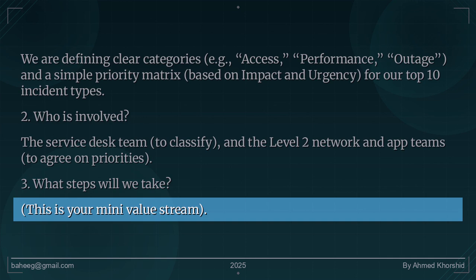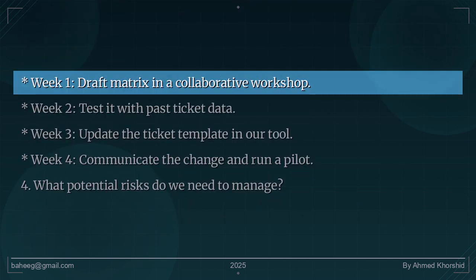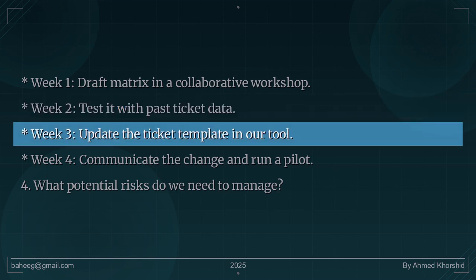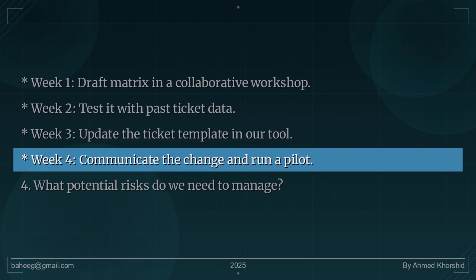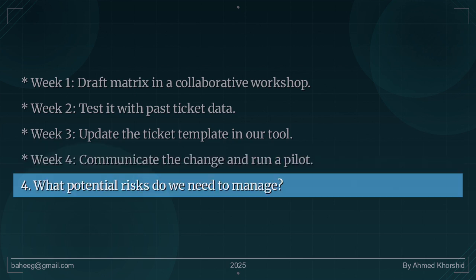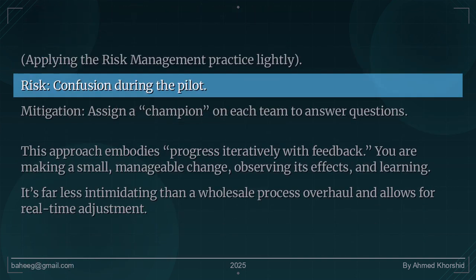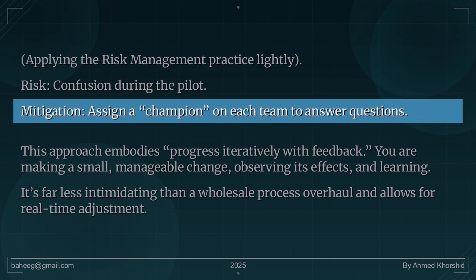3. What steps will we take? This is your mini-value stream. Week 1, draft matrix in a collaborative workshop. Week 2, test it with past ticket data. Week 3, update the ticket template in our tool. Week 4, communicate the change and run a pilot. 4. What potential risks do we need to manage? Applying the risk management practice lightly. Risk: confusion during the pilot. Mitigation: assign a champion on each team to answer questions.